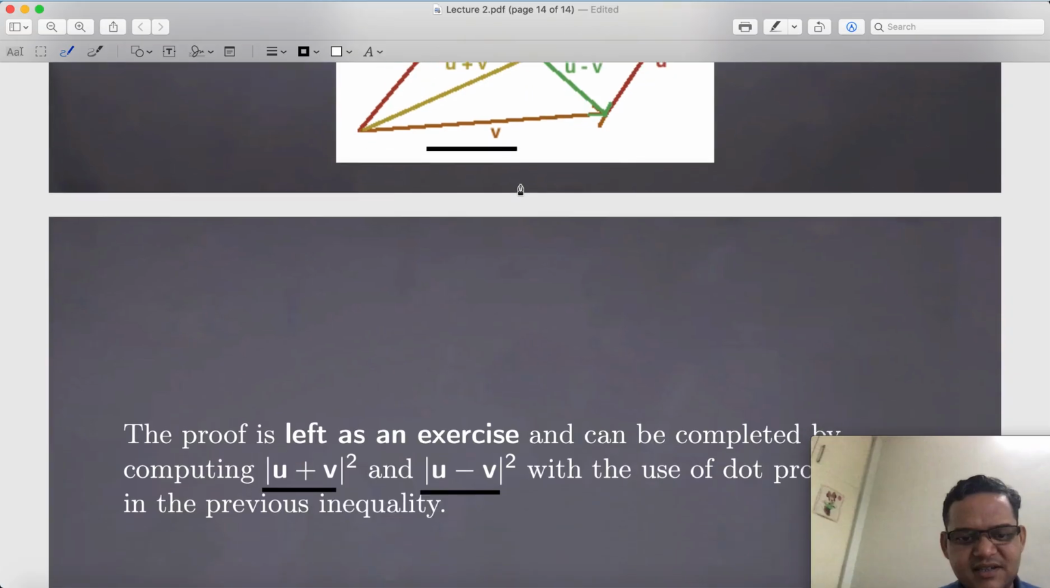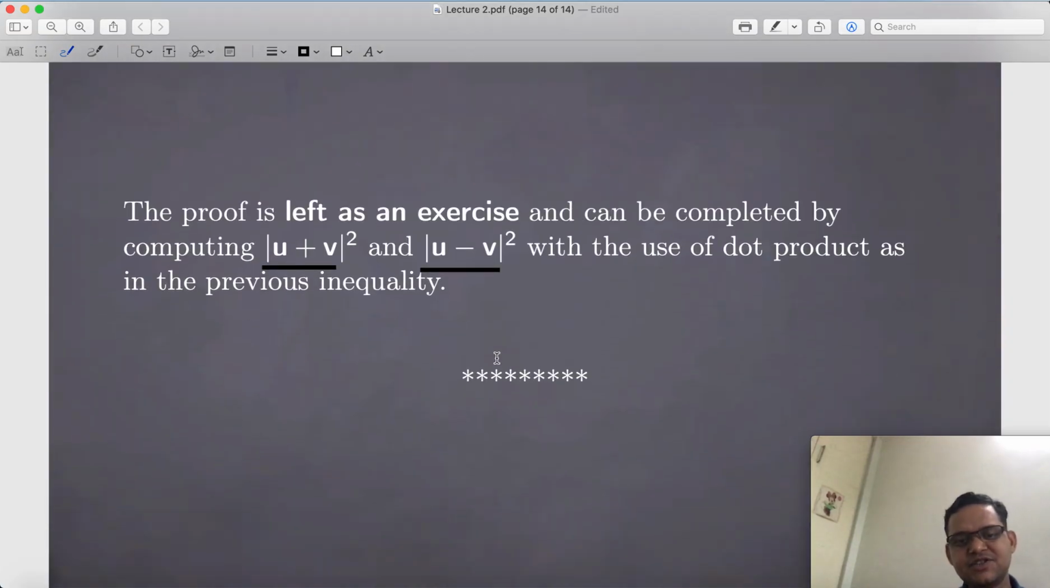Okay, and today I will just stop here. Also today we are finishing one section from this chapter, which is about the dot product. So try to solve all the problems which are there in the book or in your assignment.